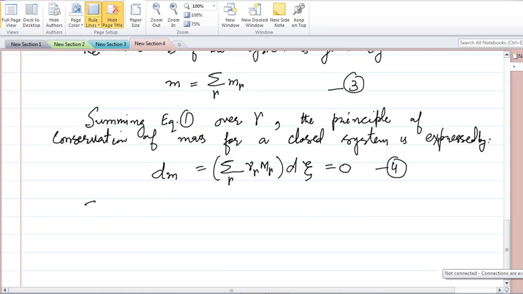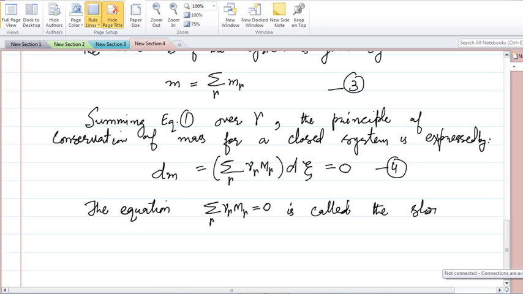The equation summation over gamma of mu gamma M gamma will be equal to 0. This is simply called the stoichiometric equation of chemical reaction.